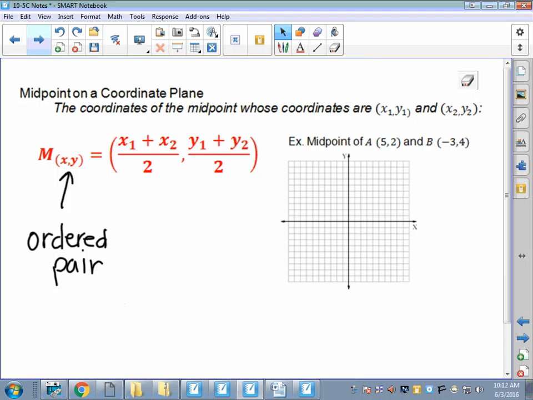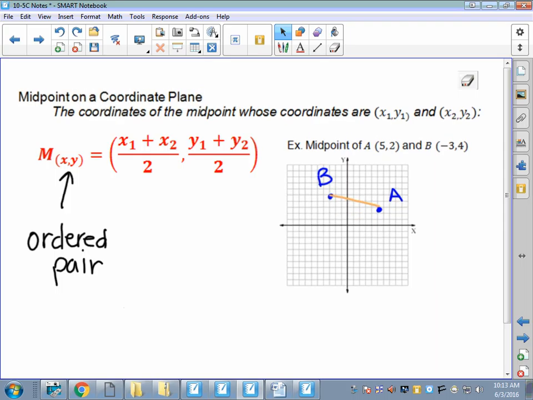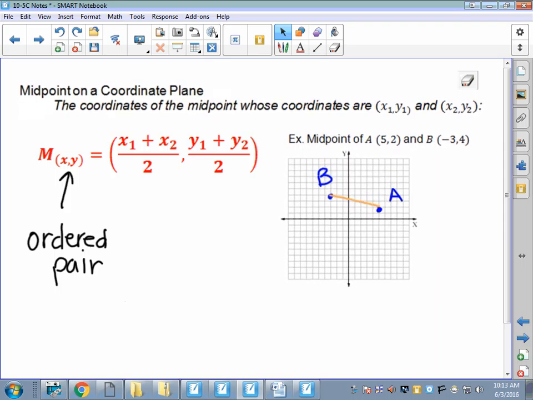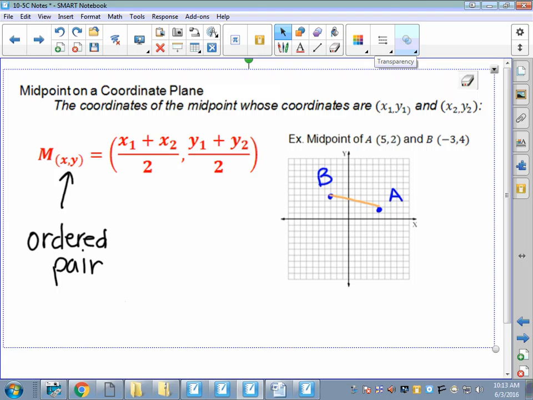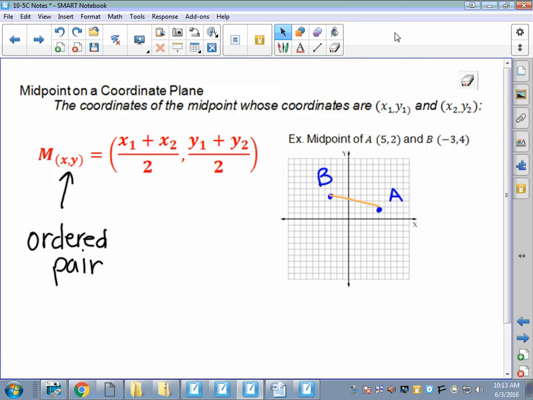So this example on the side says to find the midpoint of A, which is at 5, 2, put on that coordinate plane, and B, which is at -3, 4. If I drew that segment in there, I could probably have a pretty good idea of where that midpoint would be. My board's off, sorry. But we can know exactly. We don't have to just guess.